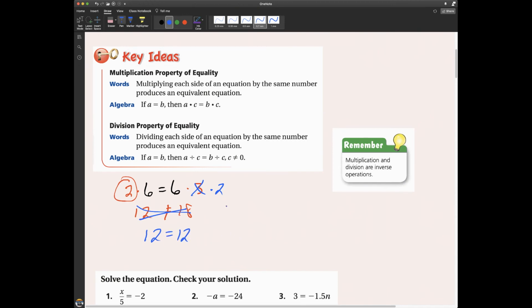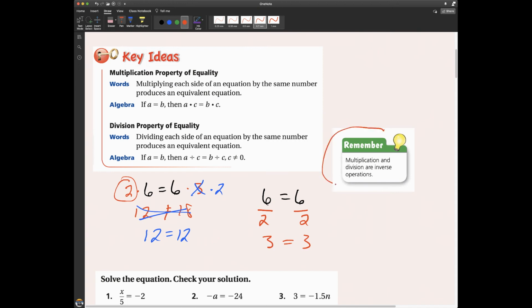All right, the division property of equality works the same way. If I take something that's equal, again, 6 equals 6, the division property of equality says, if I divide one side of the equation by a number, I have to divide the other side of the equation by the same number. That way, things are still equal. Okay? So those are two more important properties.